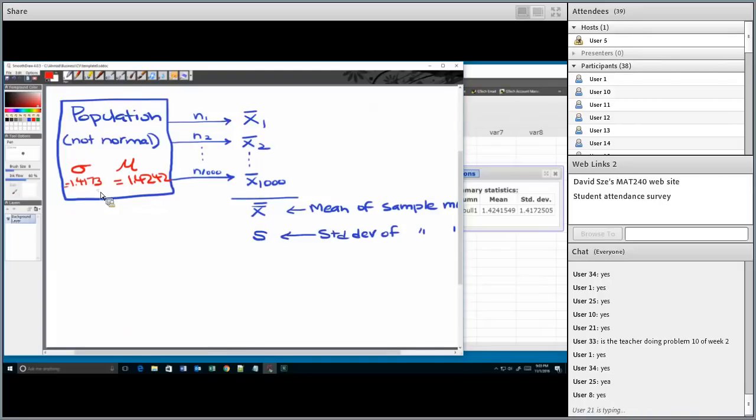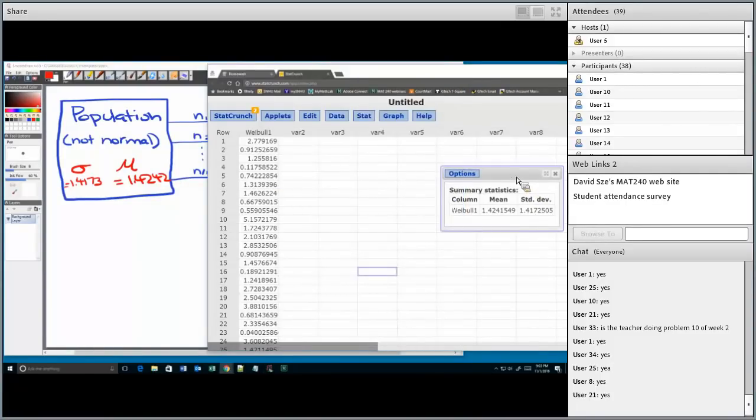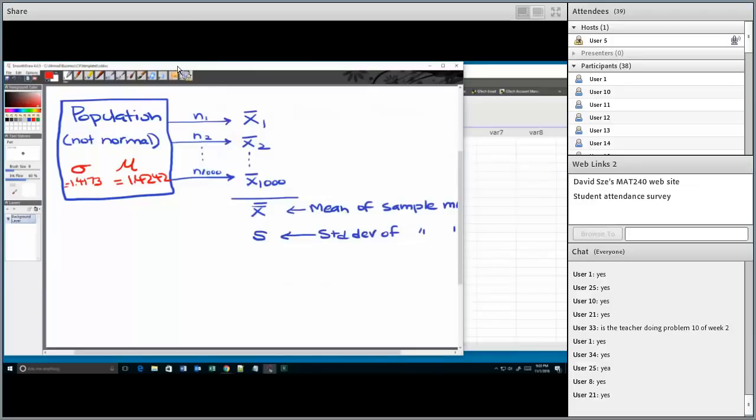Okay, so all I did was I considered a population that's not normal. I calculated its mean and the standard deviation, and here it is. And the population size is 1,000. Now the central limit theorem says this.